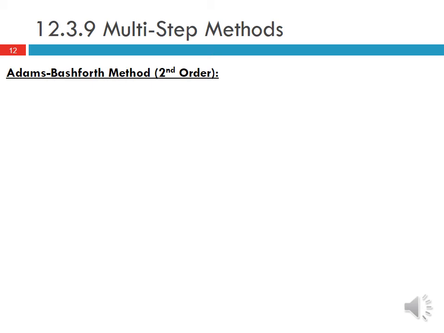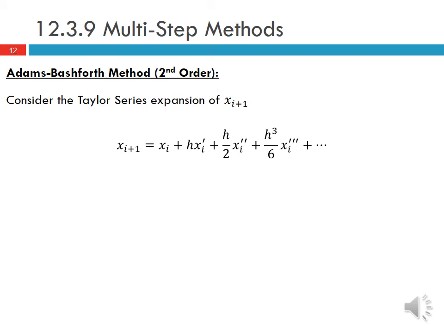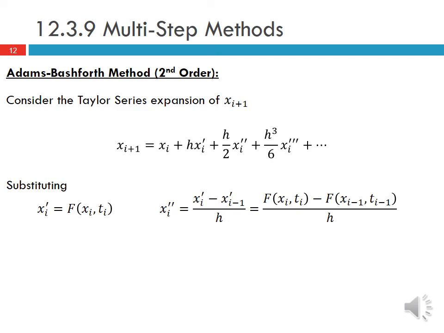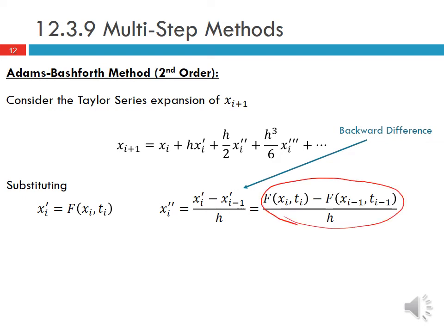The other multi-step method that we're going to consider is called the Adams-Bashforth method, and it's a second order method. So let's consider the Taylor series expansion of x i plus 1, as shown here. Now we can substitute x prime i is equal to f of x i, t i. And for the second derivative, we can use the backward difference formula and substitute this in here. So f x i, t i minus f x i minus 1, t i minus 1, all over h.